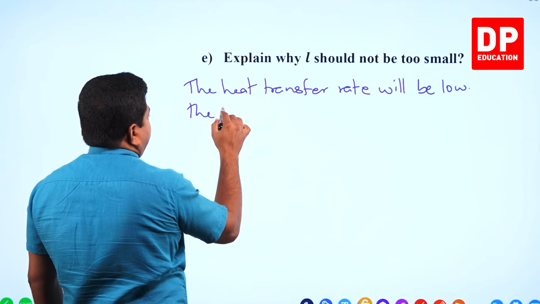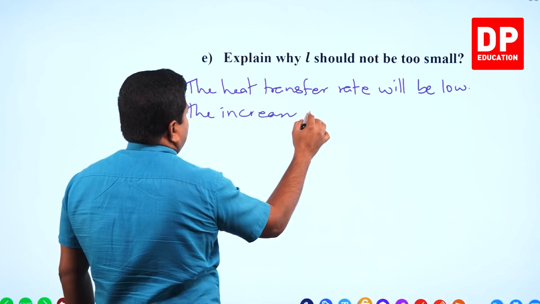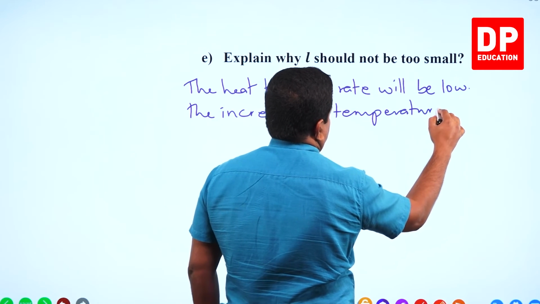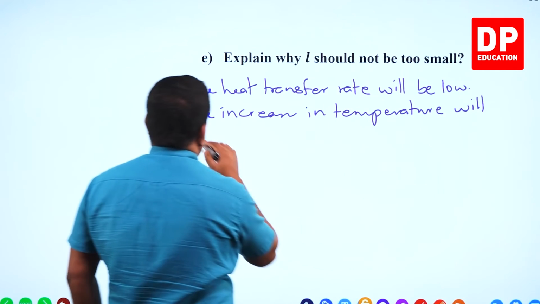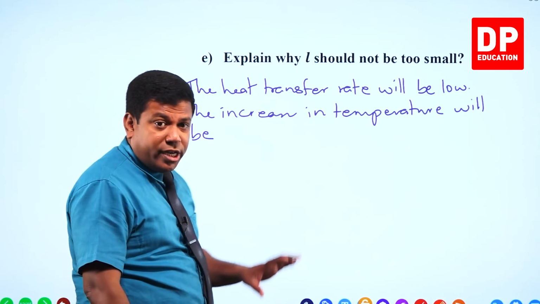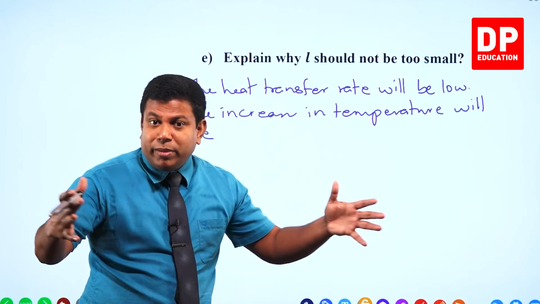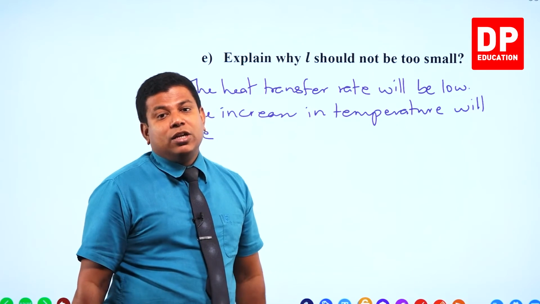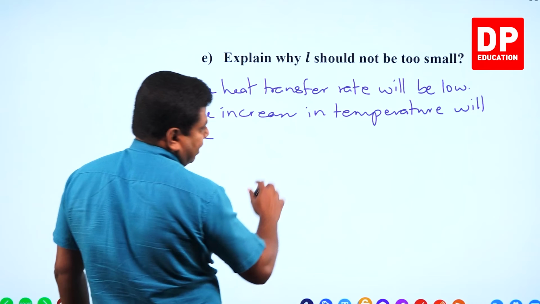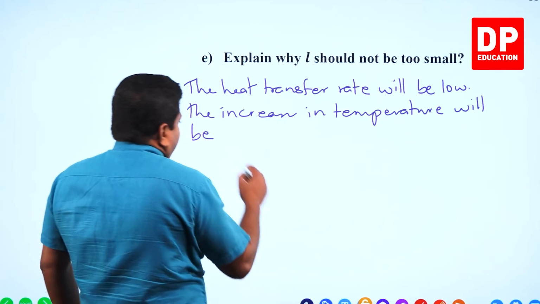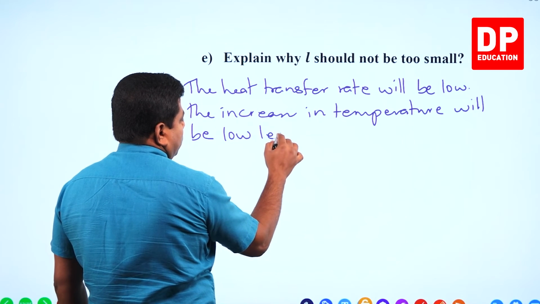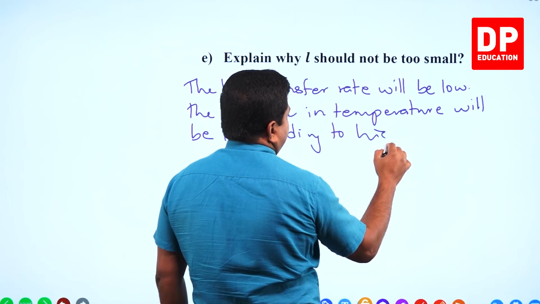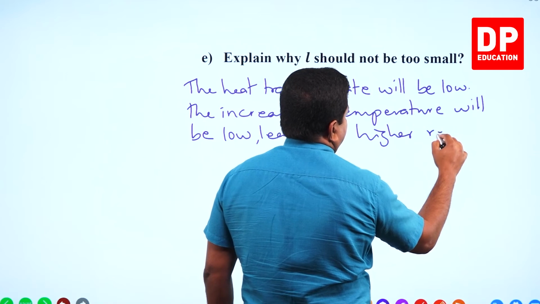The increase in temperature will be low. Either it will be low, or if you want it to be higher, then you have to do the experiment for a longer time. Longer time, the error is high. Why? You are losing heat to the environment. So, the increase in temperature will be low, leading to higher reading error percentages.